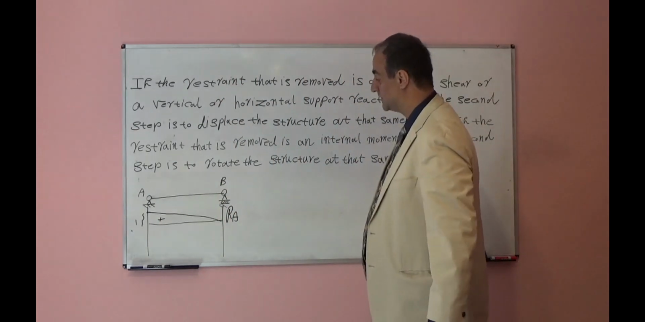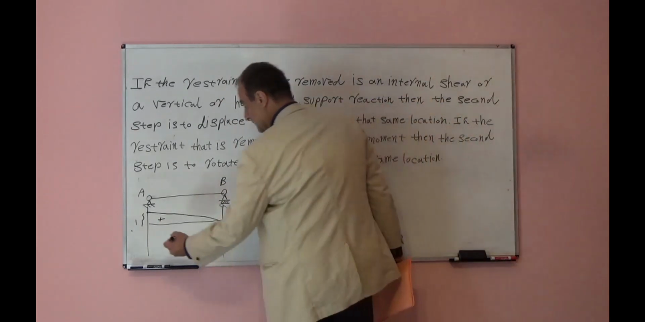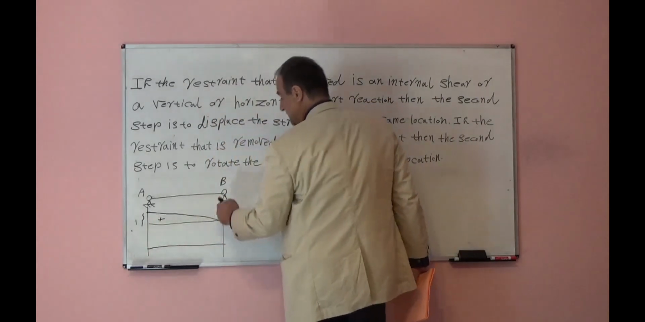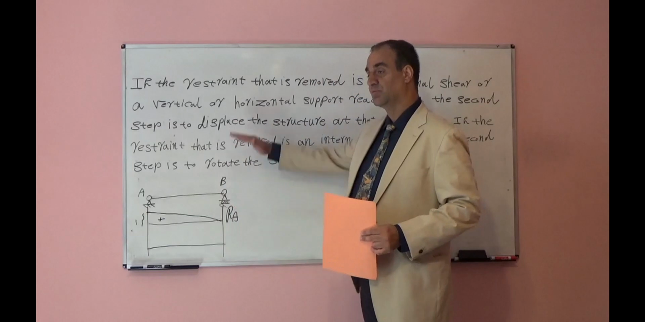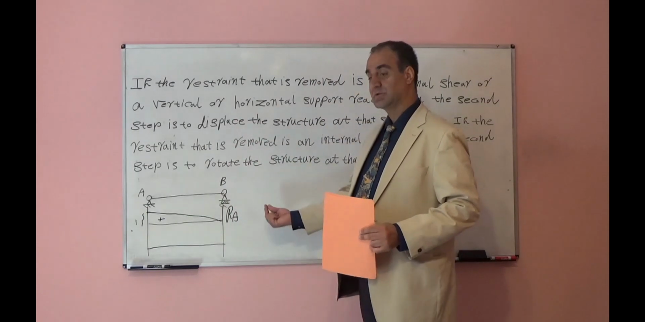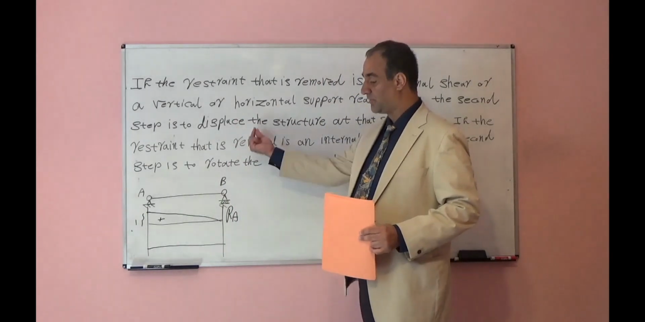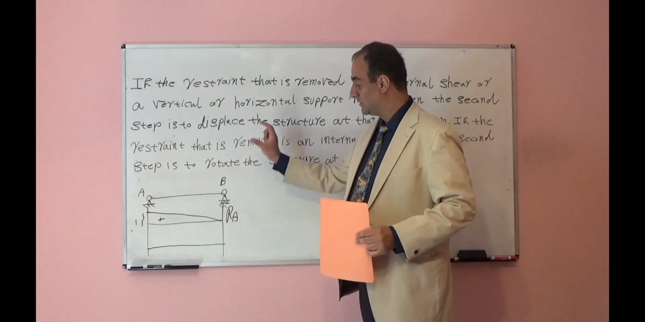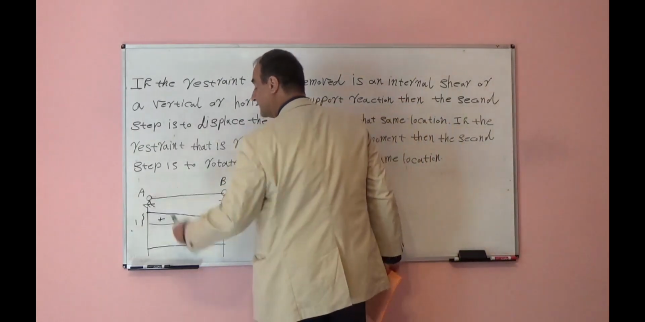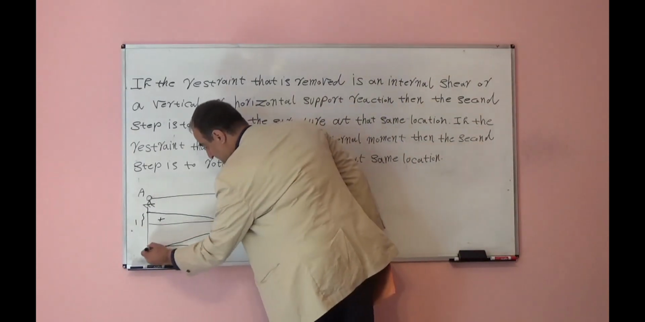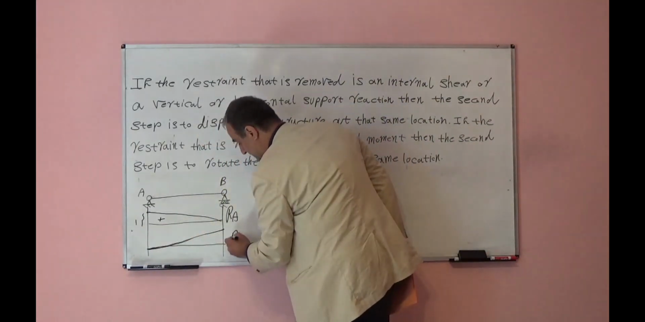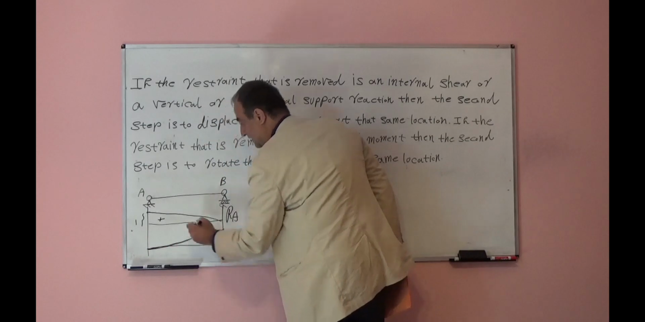Influence line for reaction at point B. I will remove support at point B so it can move point B in vertical direction. I will move up the point B 1 unit and I will draw the deformed shape of structure. Deformed shape of structure will be one triangle like this, R, B positive.